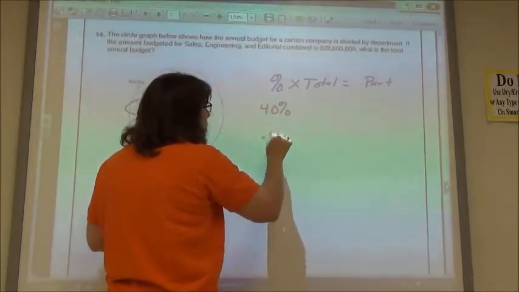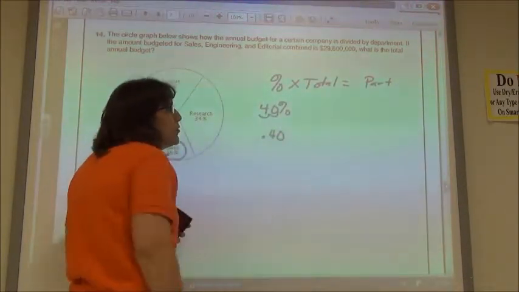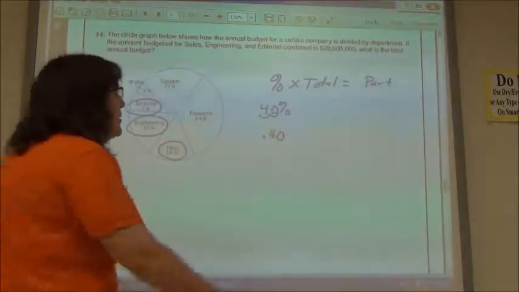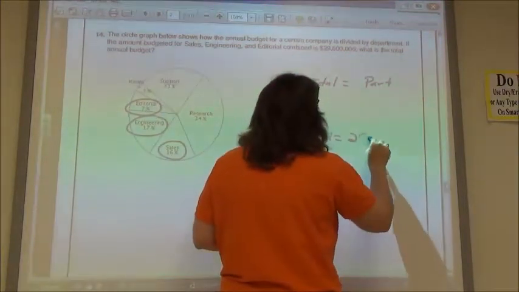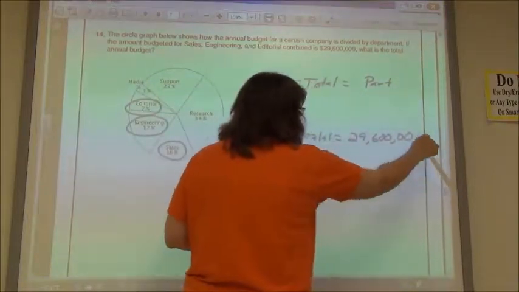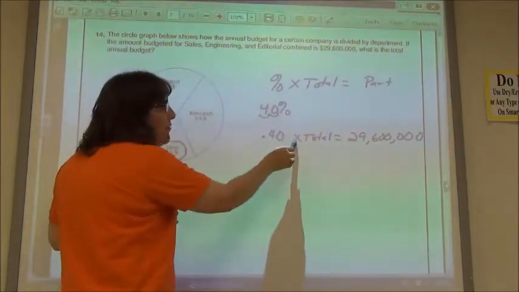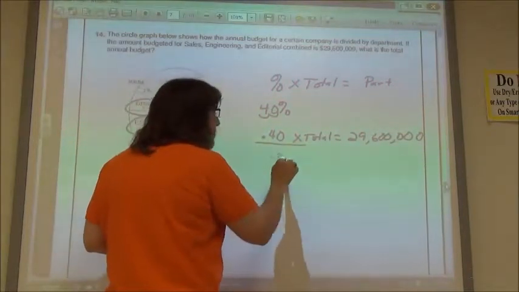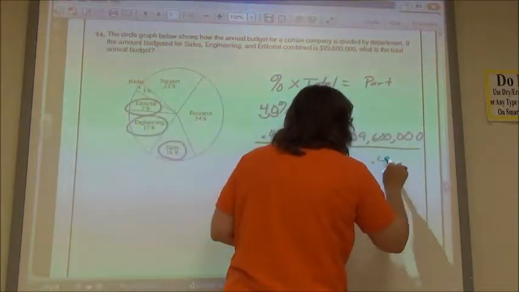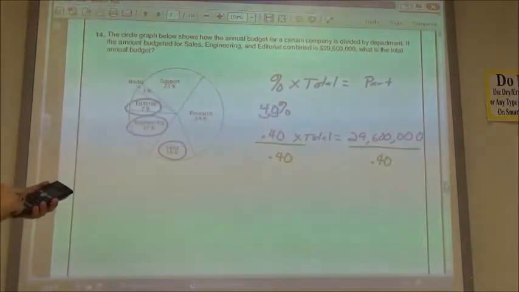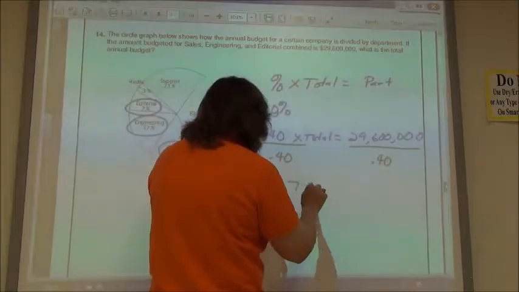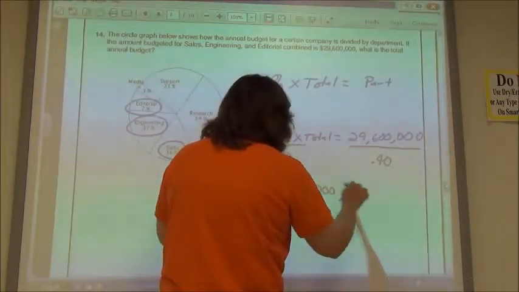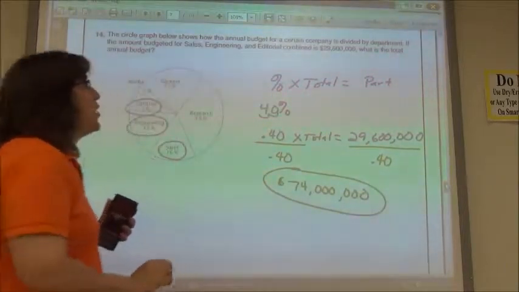40% is the decimal 0.40, right? 2 places backwards, or take 40 divided by 100. We are trying to find the total if we know that only part of our pie chart is 29,600,000. So again, in order to solve that, we have to do the opposite of multiplying, which means we're going to divide by that 40%. So 29,600,000 divided by 0.40 gives me 74 million for the total of the entire pie chart.